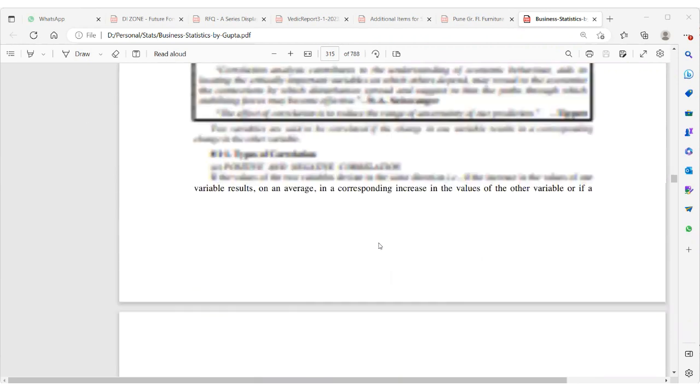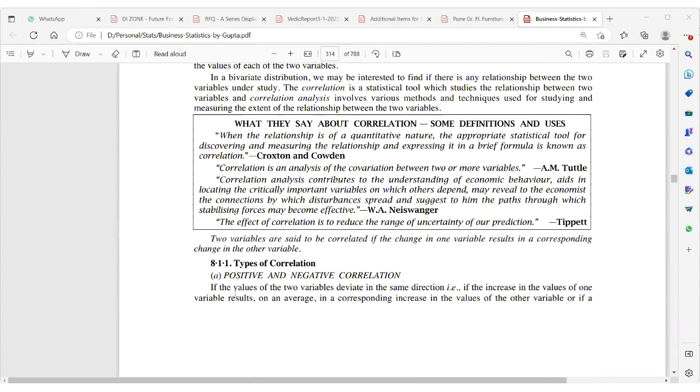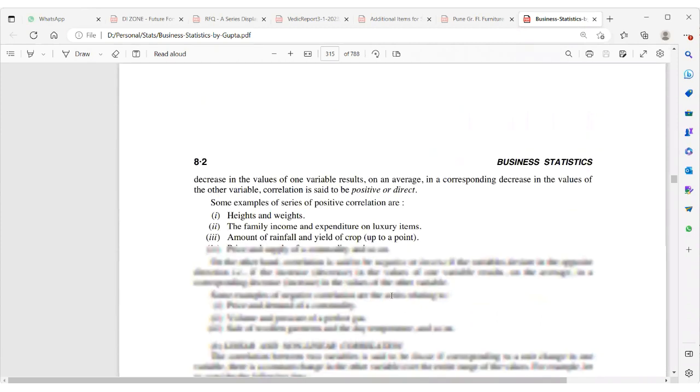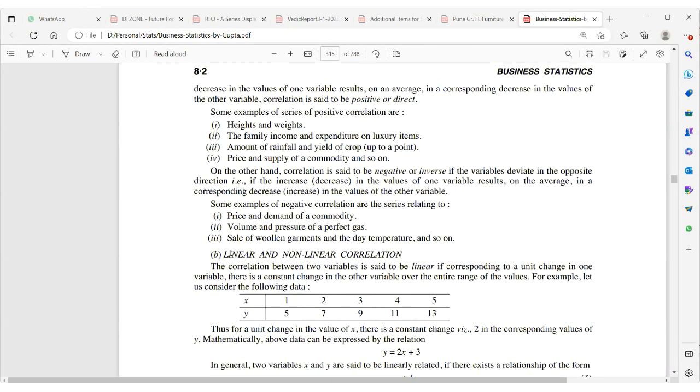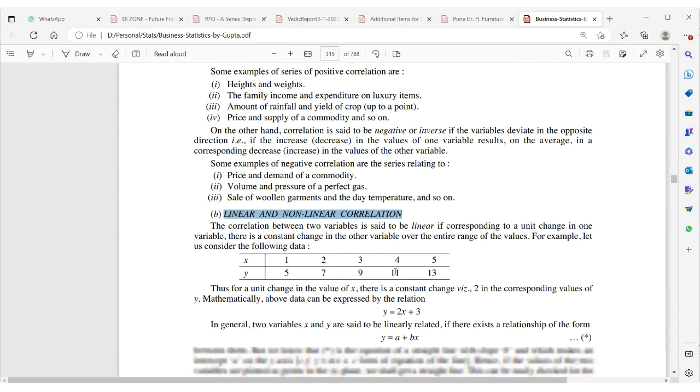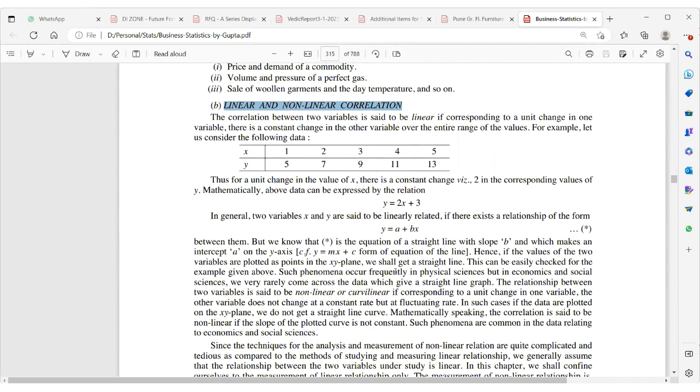Now, types of correlation: the first one is negative and positive correlation, which I have already covered. The second one is linear and non-linear. I told you that there are two series, because we have to find the correlation between two series. Understood.